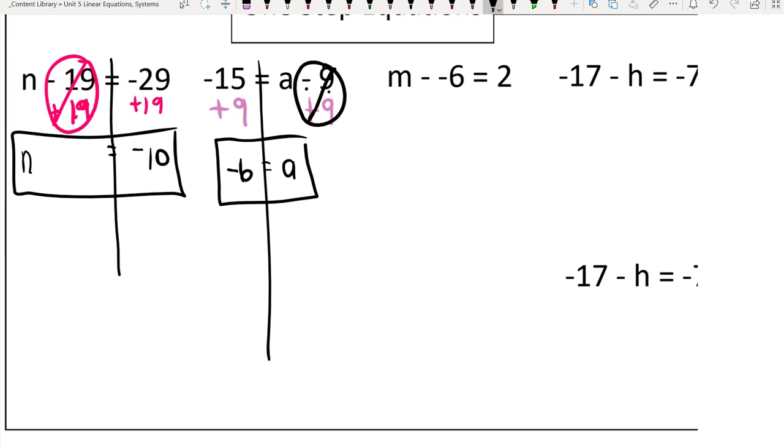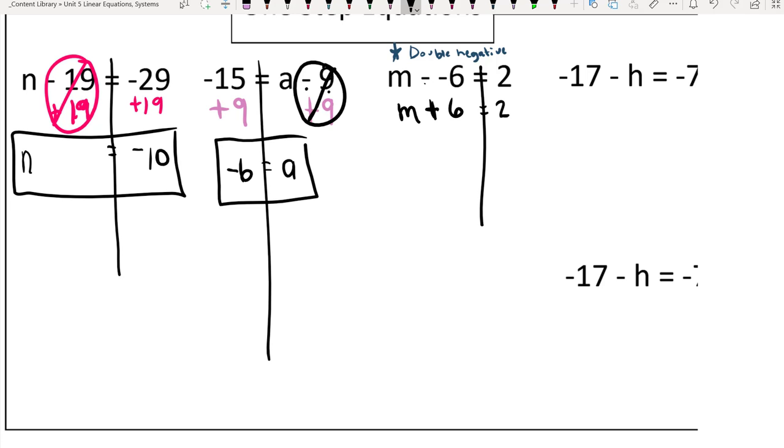Next, I've got a double negative here. So star this one, because this is one that is frequently confusing for students or frequently missed. This requires you to know and understand your integer rules, that when you're subtracting a negative, you're taking away the bad things. Taking away the bad things is the same as adding good things. So taking away a negative, subtracting a negative, is the same thing as adding a positive.